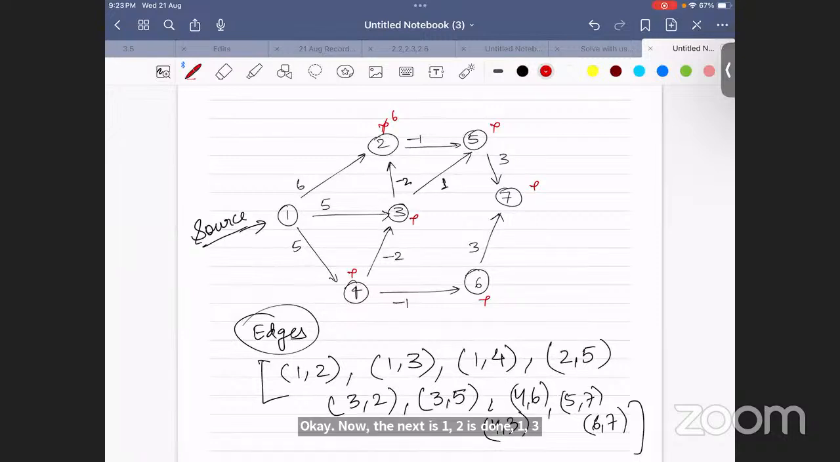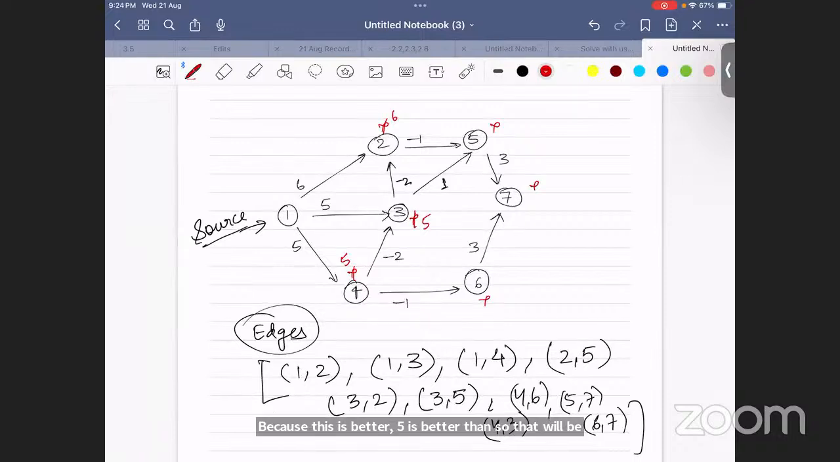1, 3. Where is this 1, 3? Again infinite, so I'll cut it and write 5. Fine. 1, 4. Where is 1, 4? Again infinite. It will be 5, because 5 is better than infinite. So we'll change infinite to 5.